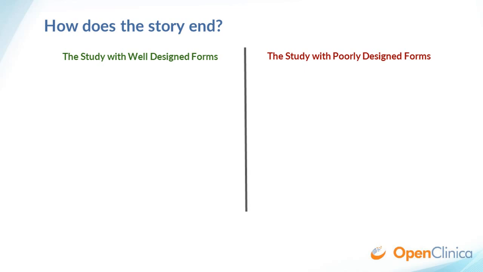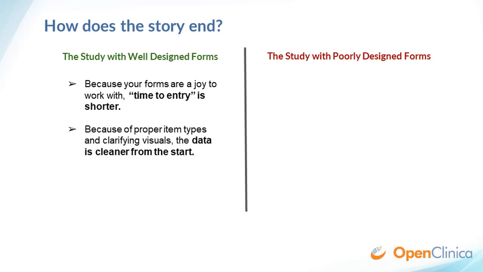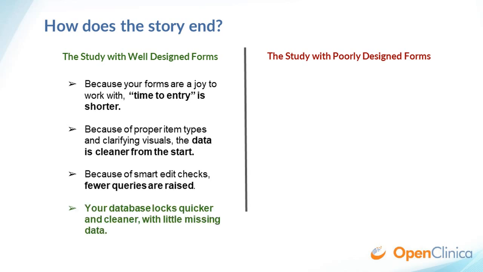Well, what does this mean, these two forms? Well, think back to the ones on the right and the ones on the left. The ones on the right were, I hope, more of a joy to work with, so coordinators aren't going to avoid them. They're not going to hold on to paper records for longer than they have to, so the time to entry is shorter. Because we have the proper item types and we have clarifying visuals, the data is cleaner from the start. Because we'll have smart edit checks, fewer queries will be raised. In the end, the database will lock quicker and cleaner with fewer or no missing data.